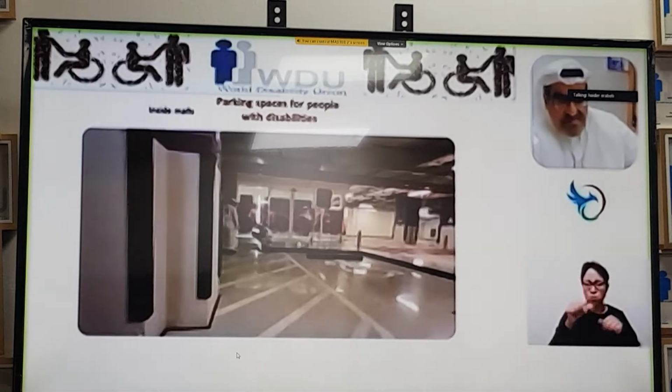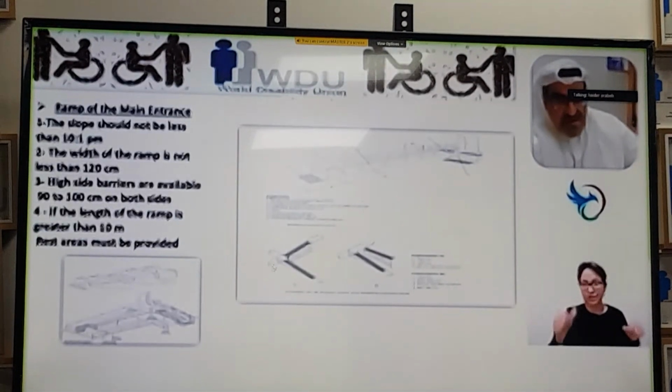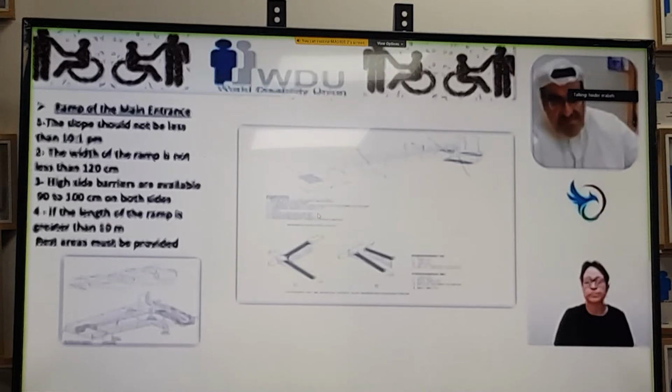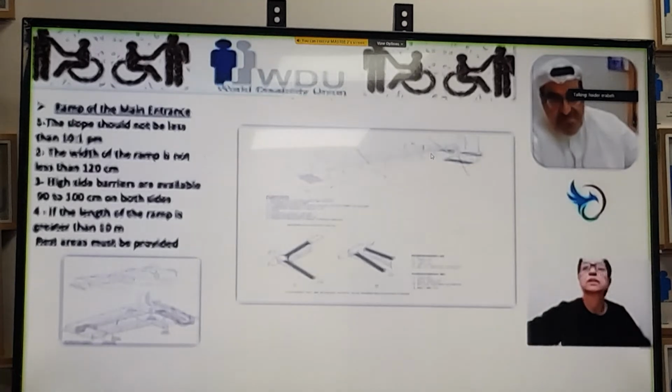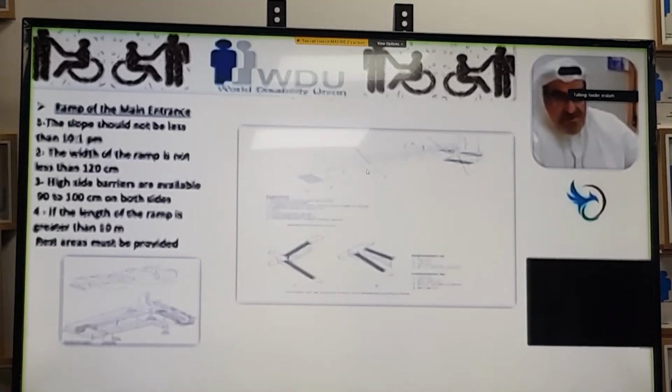Next page. As I said, there are many types of ramps available. If the ramp is very long, more than 10 meters, then you need a rest area in the middle of the ramp. So every height of 1 meter needs 10 meters of length, and in that case you need a rest area in the middle of the ramp, so that the wheelchair user, if the distance is very long, can relax.